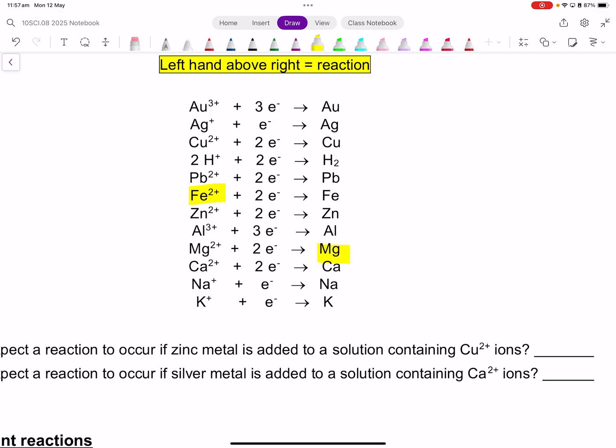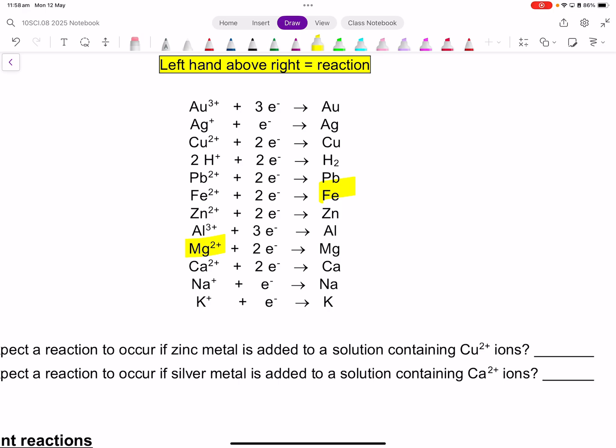Now, here's all we do with our left over right rule. If my left hand is above my right hand, I'm going to have a reaction. If, for some reason, it was the other way round, let me highlight the reverse now. Let's say it was magnesium ions and iron metal. My left hand is below my right hand. And in that case, no reaction will take place. That is it. That's the only rule that you need to be able to apply this year.